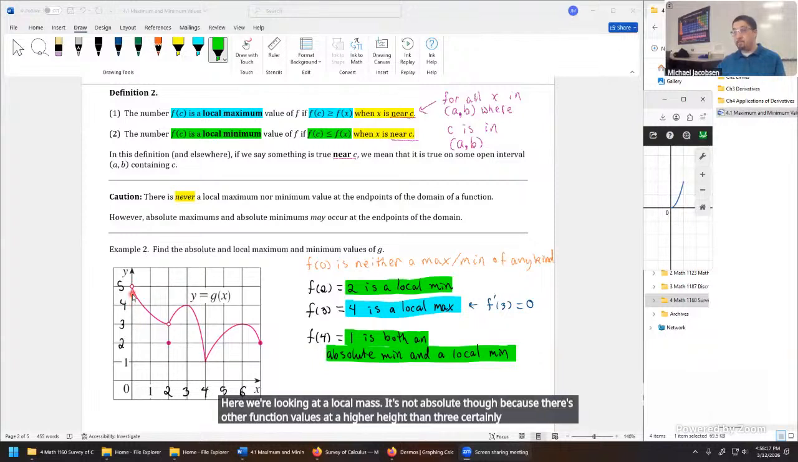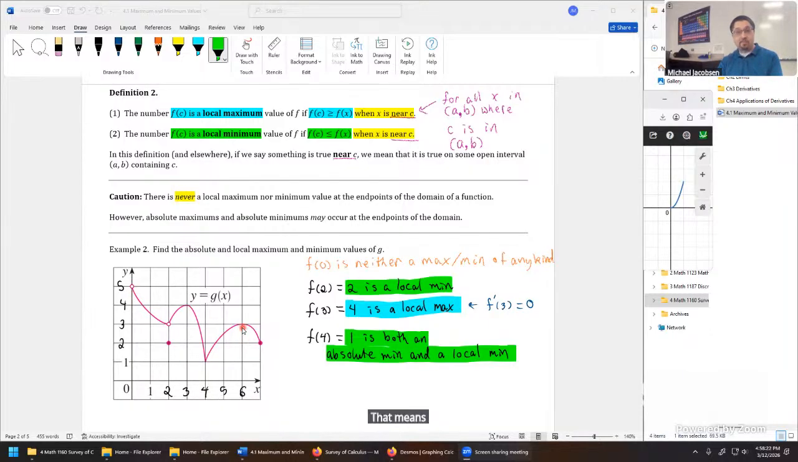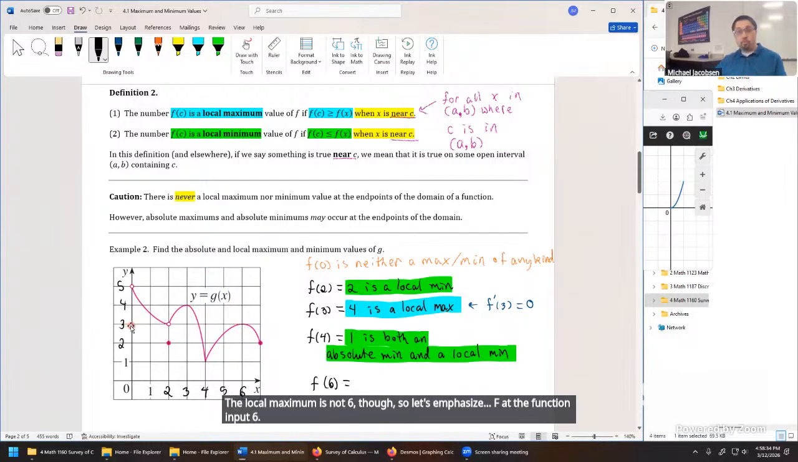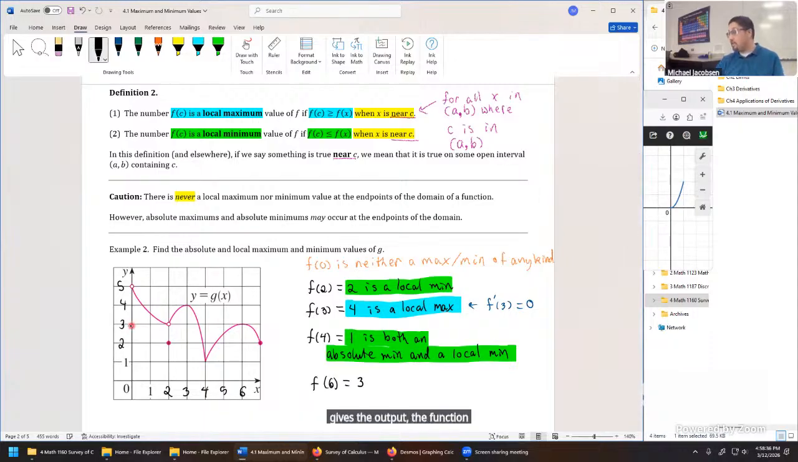The values get up to, excluding, 5. You can get as close to 5 as you would like. That means right here at 6, we have a local maximum. The local maximum is not 6 though, so let's emphasize f at the function input 6 gives the output, the function value of 3, and this is a local max.